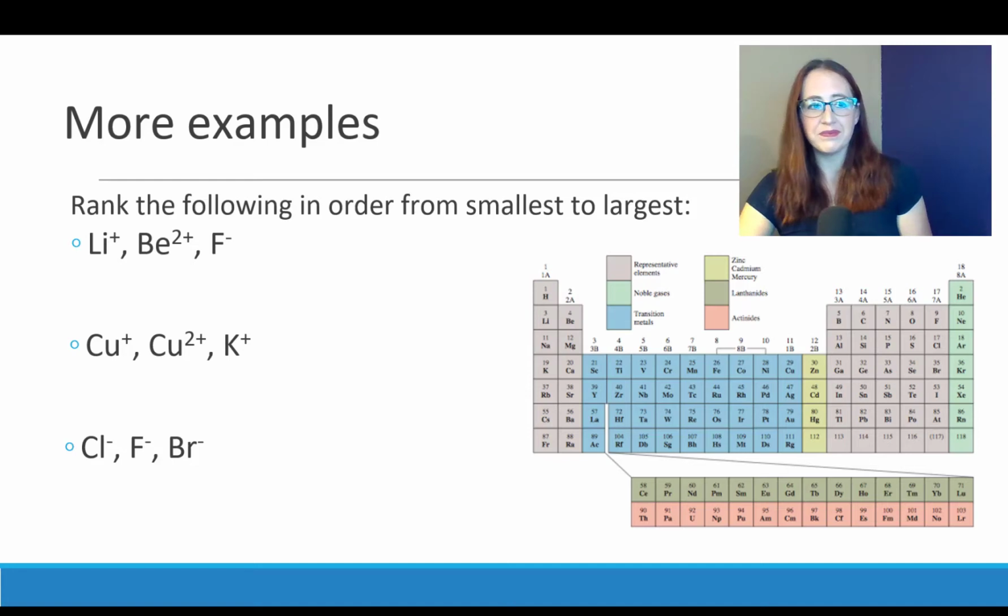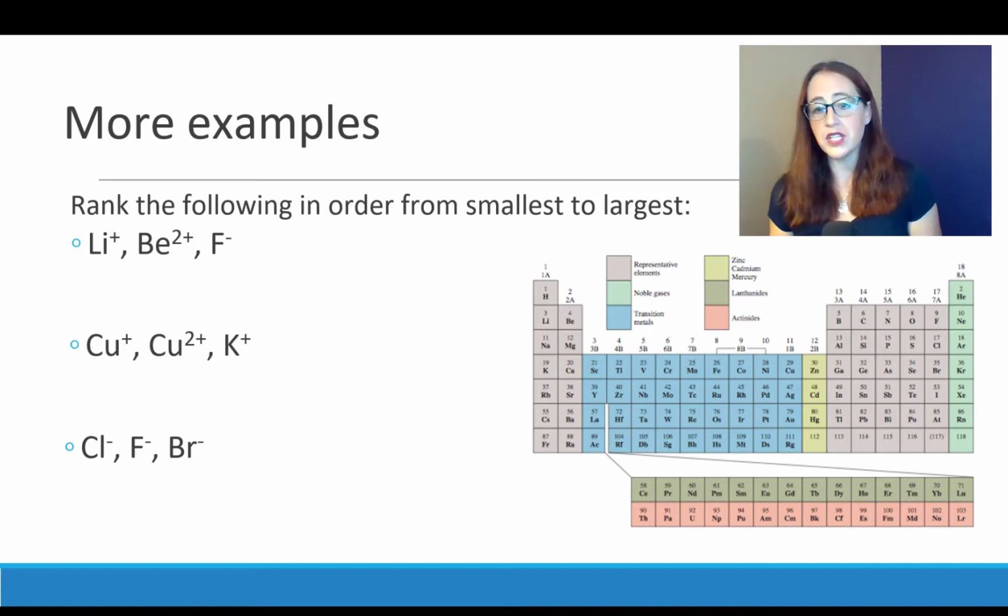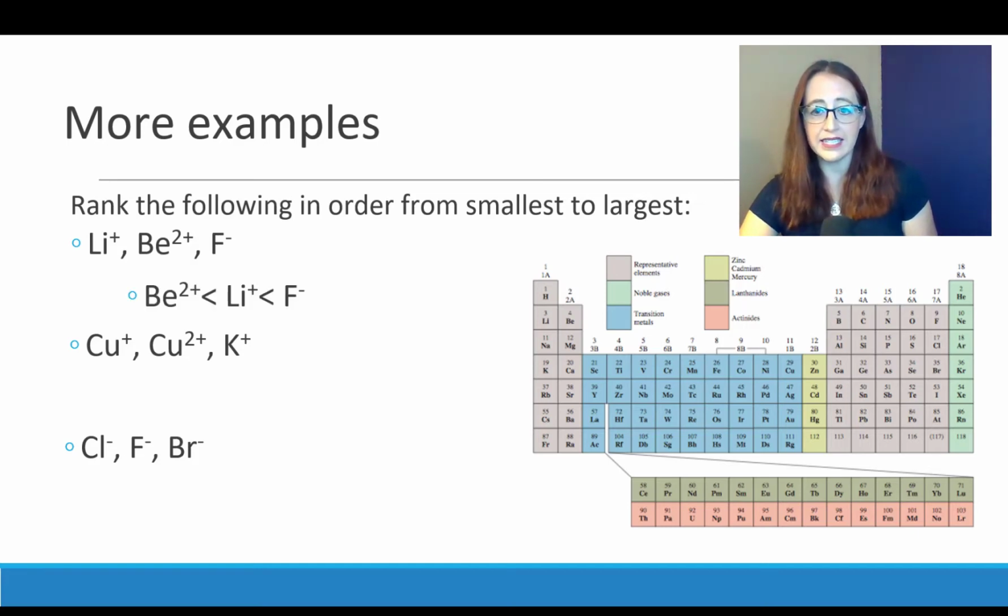How'd you do? For the first one, the charges are all different, and so we can rank in order of charges. Be2 plus has the highest positive charge, and so it's going to be the smallest. And then Li plus, and lastly F minus, with the negative ion being the largest.